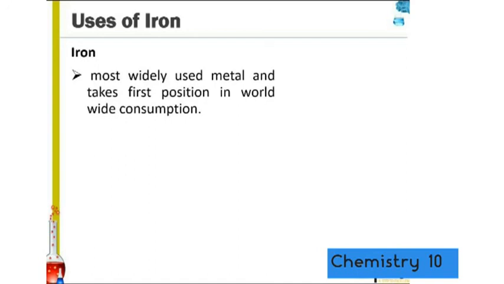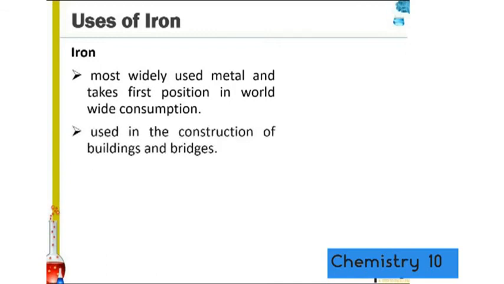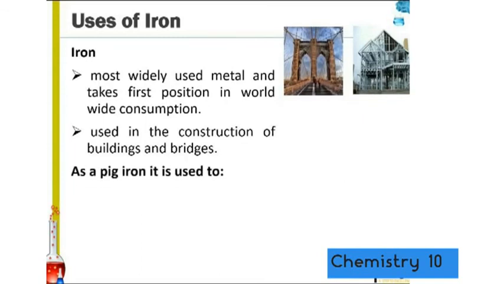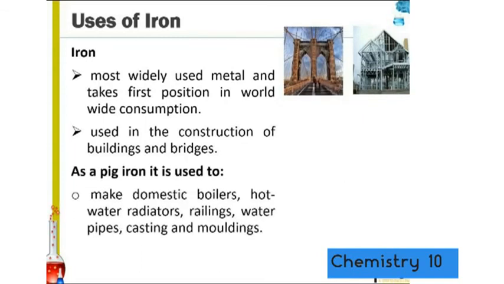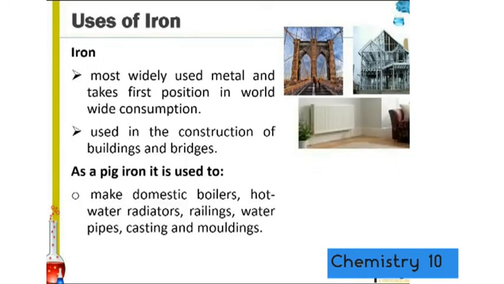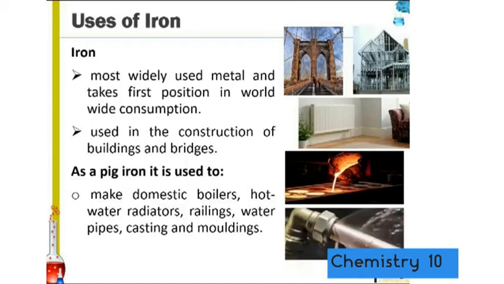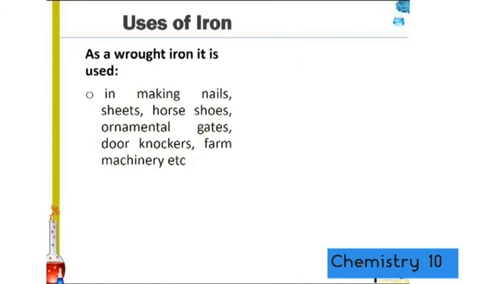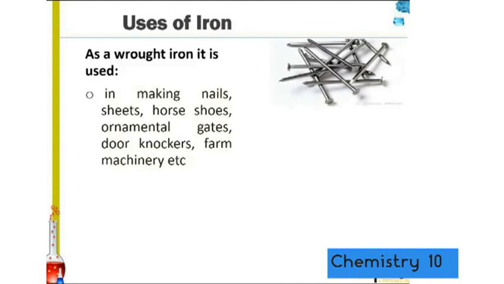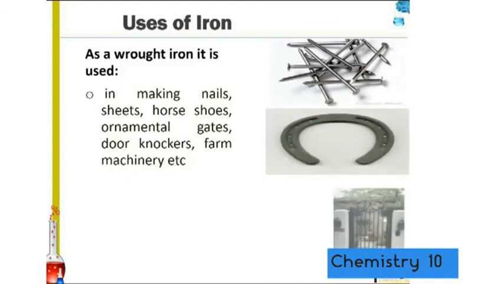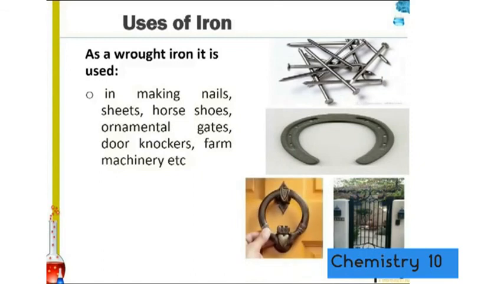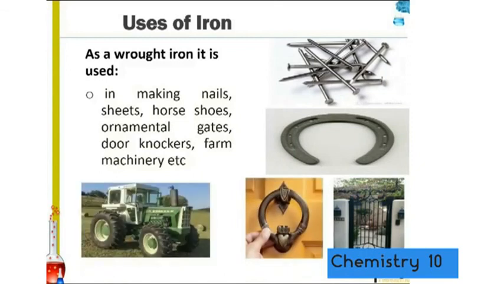Iron is one of the most widely used metals in the world and ranks first in worldwide consumption. It is used in the construction of buildings and bridges. And as pig iron, it is used to make domestic boilers, hot water radiators, railings, water pipes, castings, and moldings. As wrought iron, it is used in the making of nails, sheets, horseshoes, ornamental gates, knockers, farm machinery, and more.